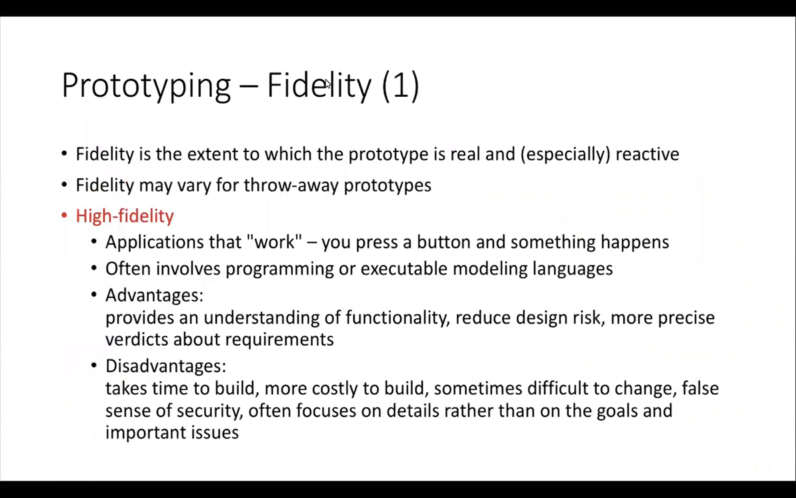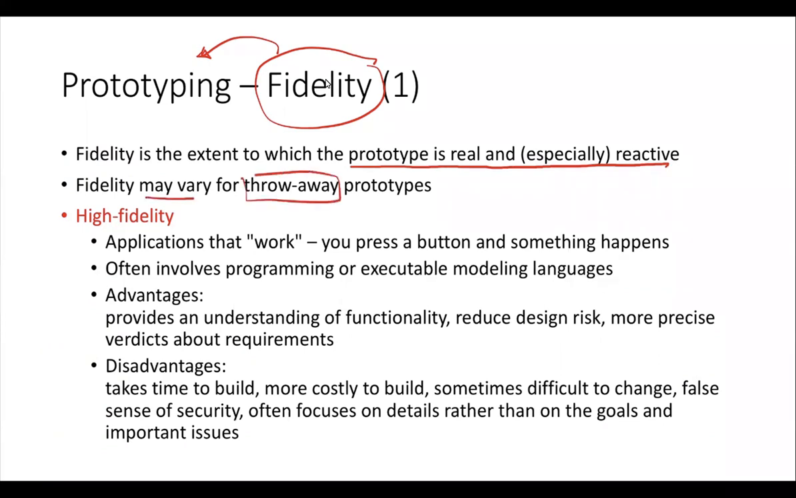There is a property we call fidelity. The fidelity is always aligned with the prototyping elicitation method for requirements. The fidelity is defined as the extent to which a prototype is real and especially reactive. It may vary across throwaway prototypes. So even through one or more throwaway prototypes, we could have different levels of fidelity.